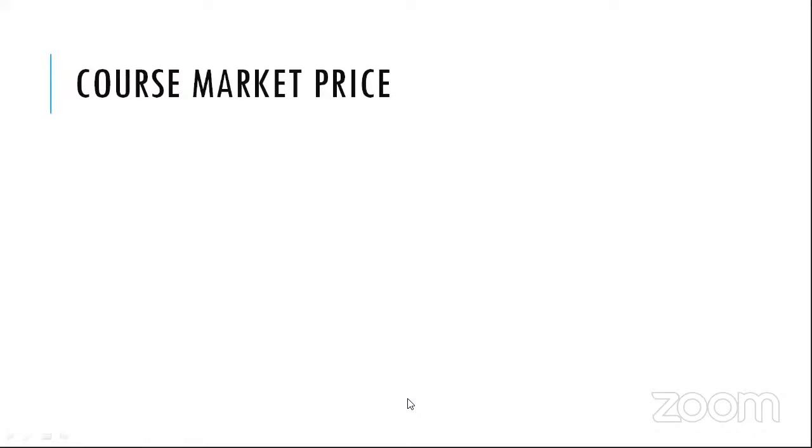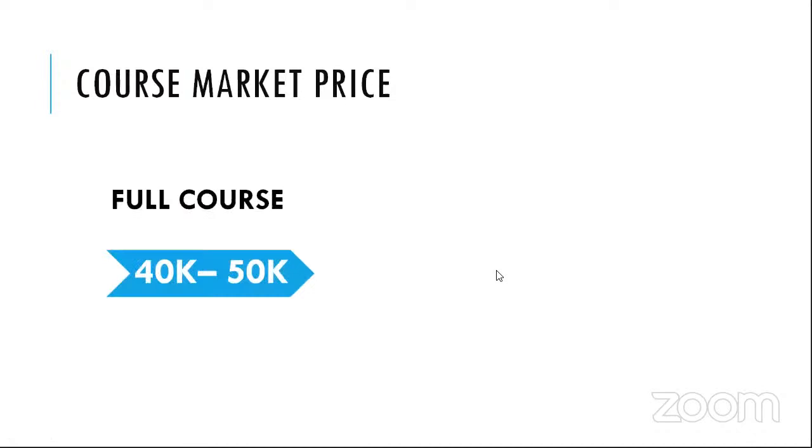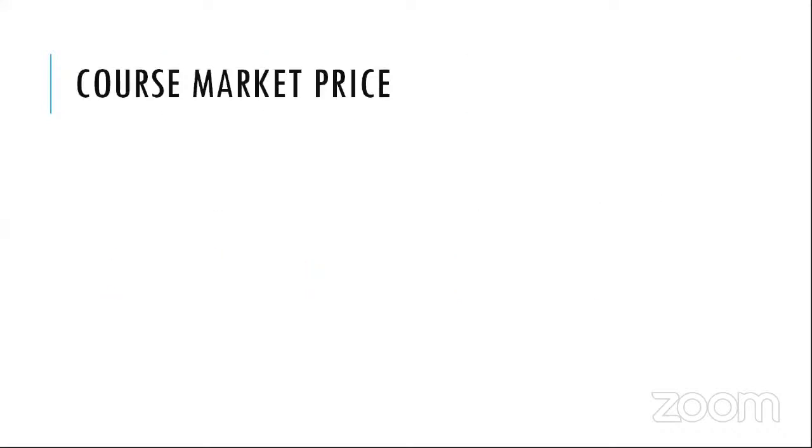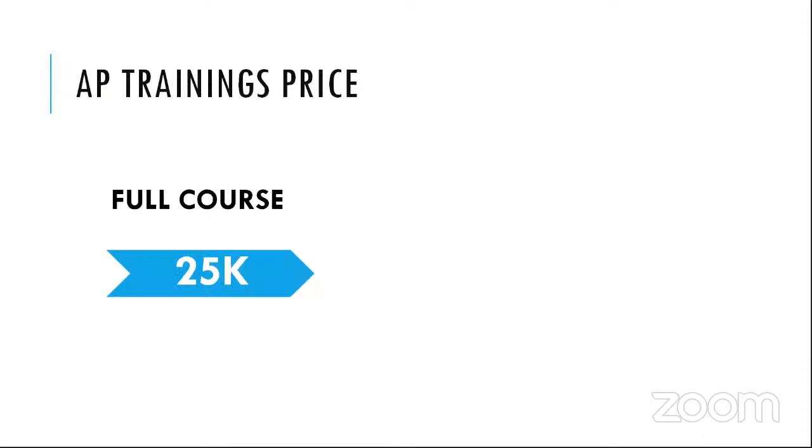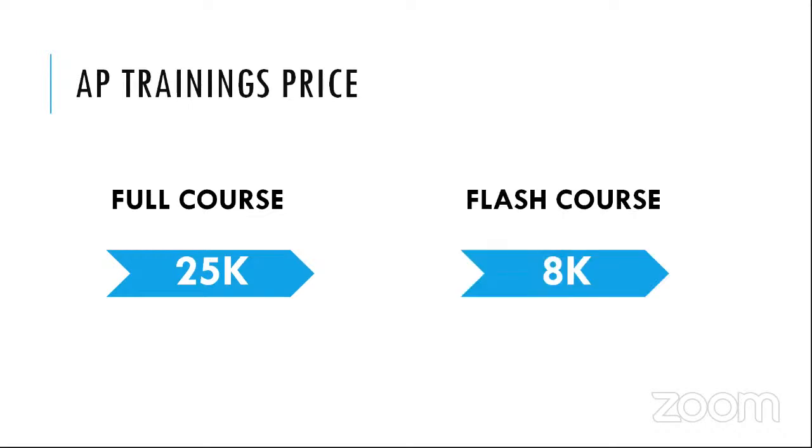One has responded 40,000. Okay, 45,000. Okay. So the market price will be 40 to 50,000 for the full course. For the flash course, the price will be 10 to 50,000. In our AP trainings, we are not charging that much. In our AP training, the course price will be just 25,000 for the full course, and for the flash course, it is 8,000.